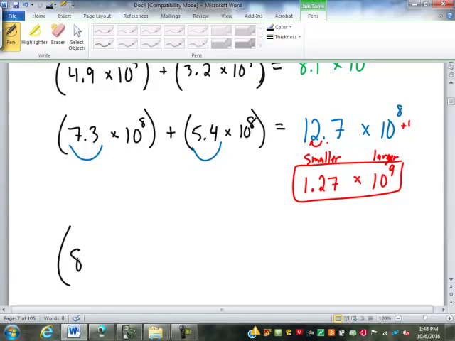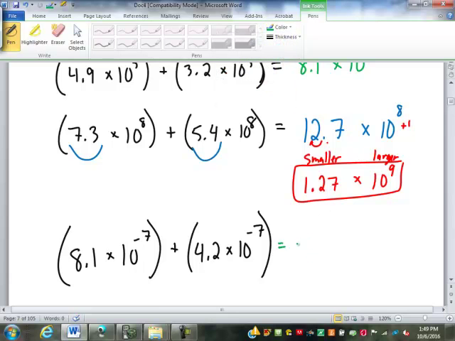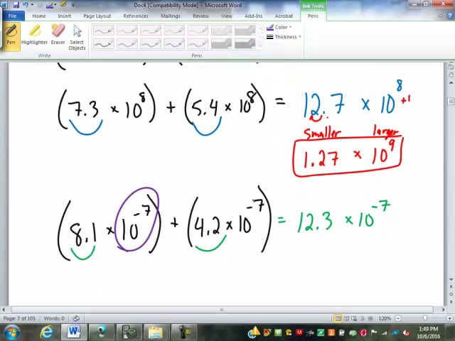So, 8.1 times 10 to the negative 7 plus 4.2 times 10 to the negative 7. Tell me what to do. 8.1 plus the 4.2. Combine the counts. 8.1 plus 4.2 is 12.3 times 10 to the negative 7. Okay. We're just keeping the same name. 10 to the negative 7.